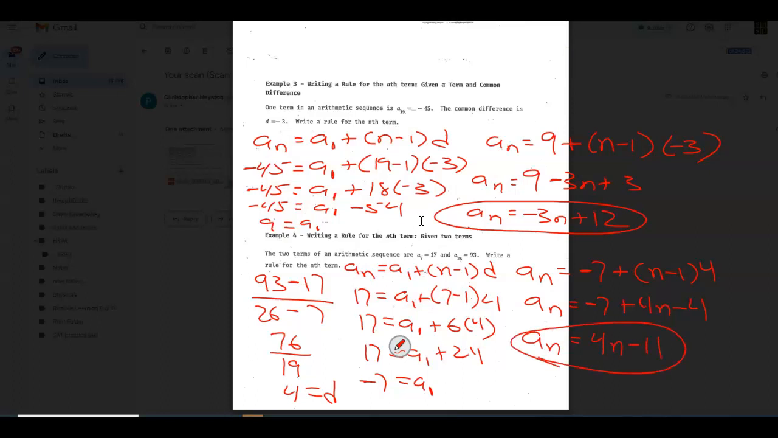And I always recommend checking it. 4 times 7 is 28. 28 minus 11 is 17. 4 times 26 is 104. Minus 11 is 93. It works out.